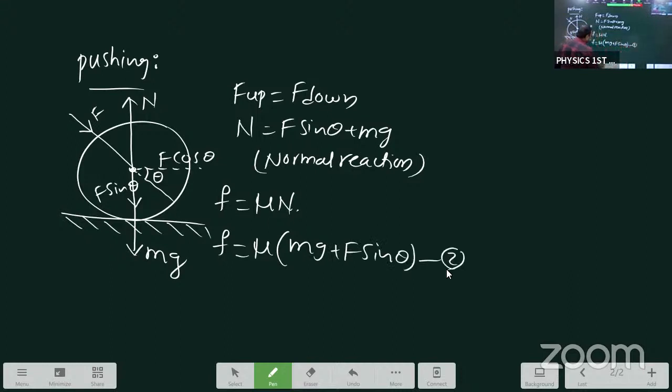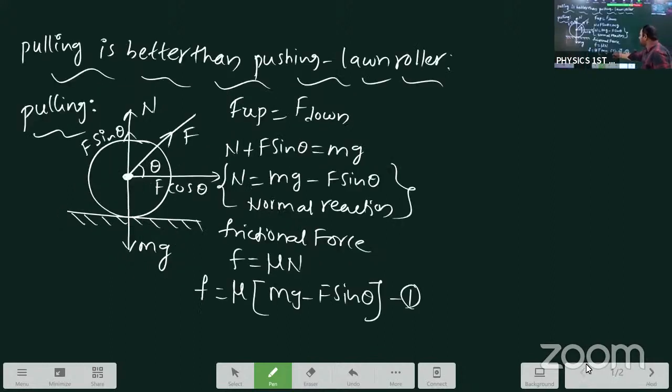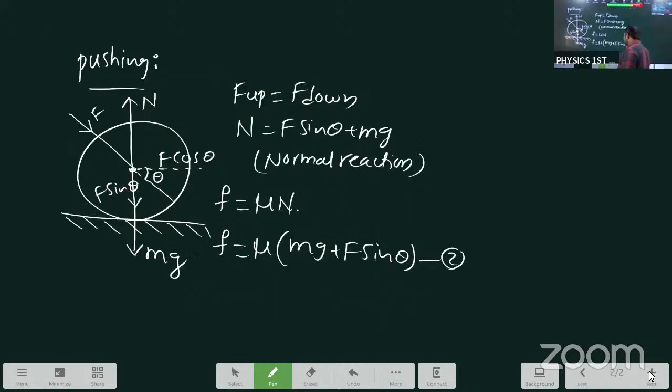Equation number 2. In the present equation we got plus, in the previous equation we got minus: mg minus F sin theta. Which one is the highest force? This one is the highest force. That's why, from equations 1 and 2, the least force is applied in the previous case. That's why, from 1 and 2, pulling is better.